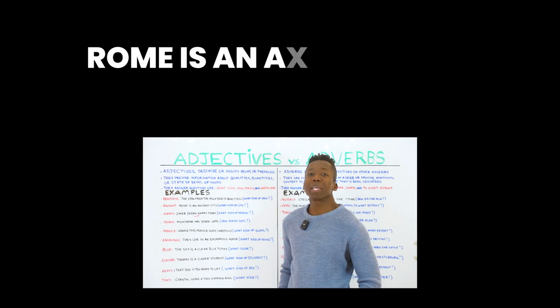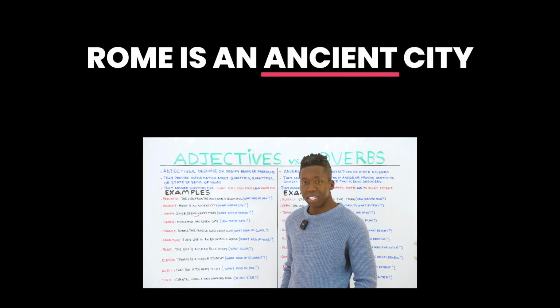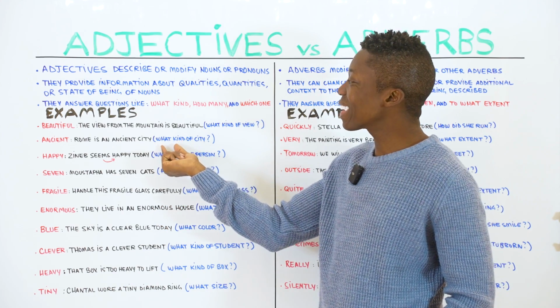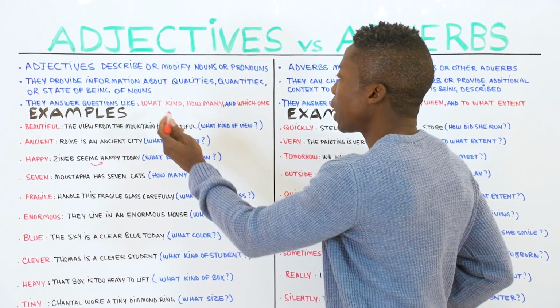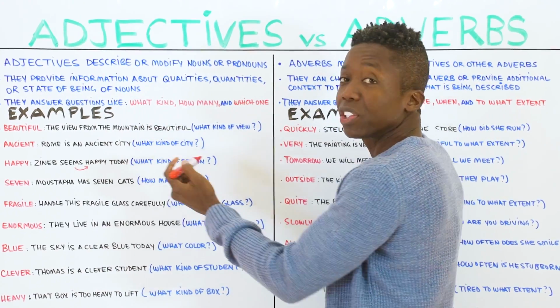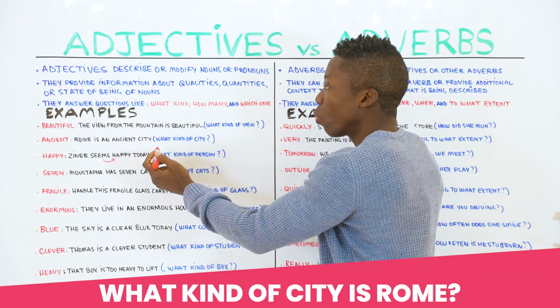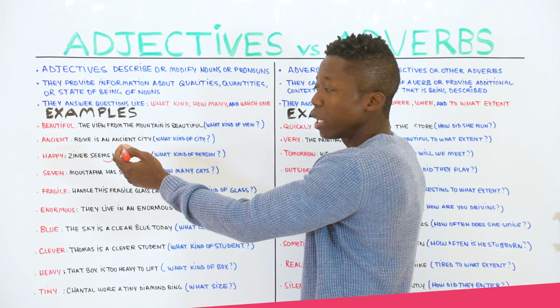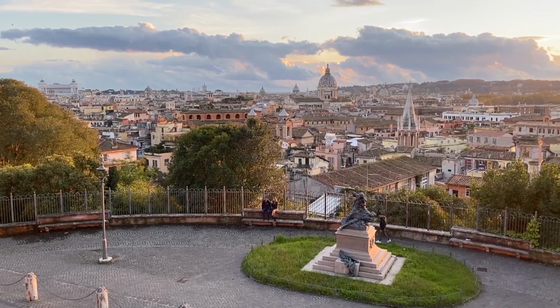Ancient, that's another adjective. Example, Rome is an ancient city. So here the question is, what kind? And so here you can see what kind is the question that we're answering. What kind of city is Rome? Rome is an ancient city.